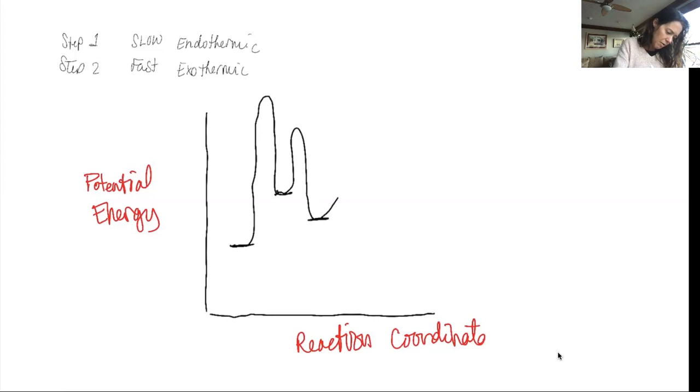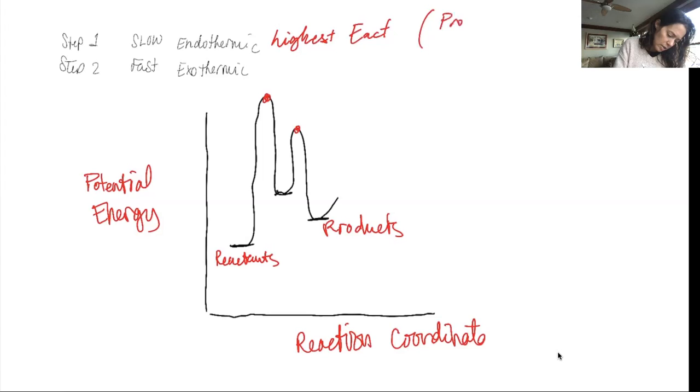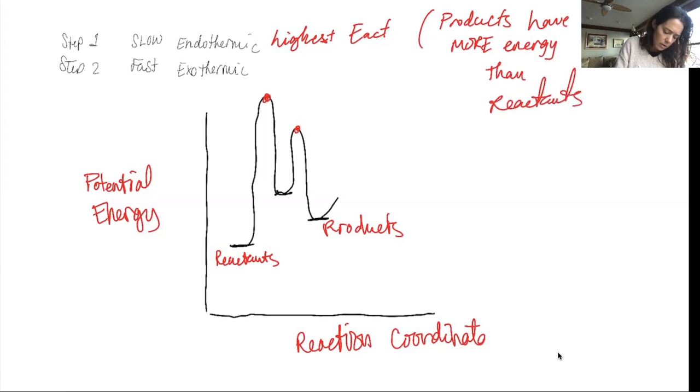Okay, let's label this. All right, I'm gonna get my red. These are my reactants. These are my products, right? This is step 1, this is step 2. Step 1 has the highest EACT, and endothermic means products have more energy than reactants. Okay, and you see that right here, right?